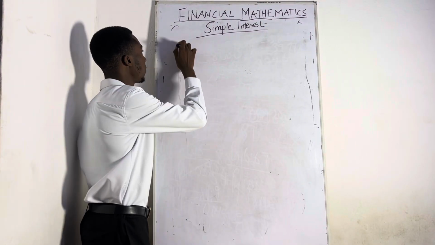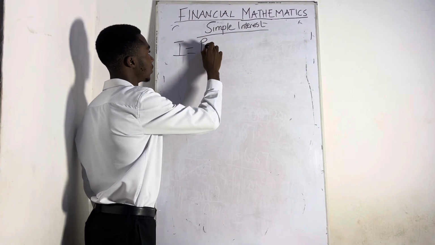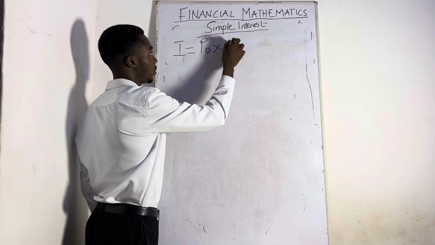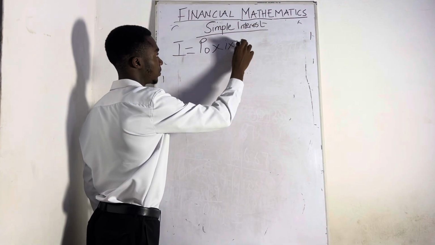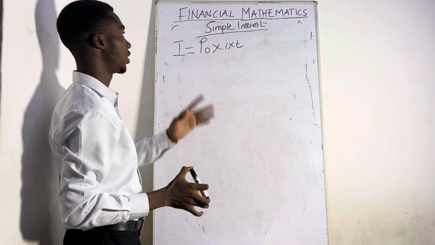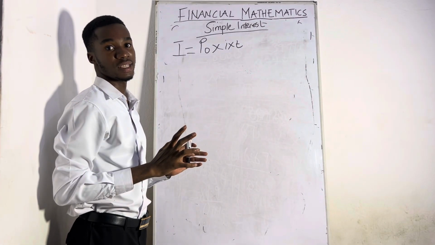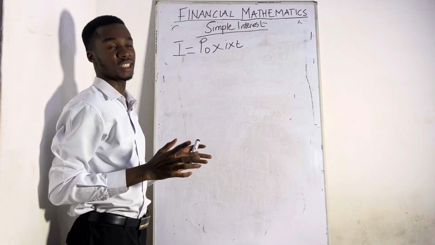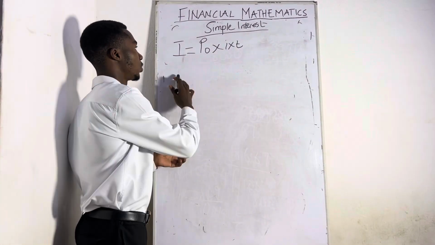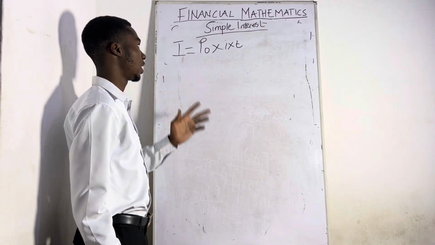Now the formula for simple interest is the principal times the interest rate times the time. Now I'm going to explain what this means. We represent simple interest by I. So anywhere you see I, especially the capital I, that's simple interest. So the simple interest is the principal, and we represent the principal by P0. So P0 is our principal.